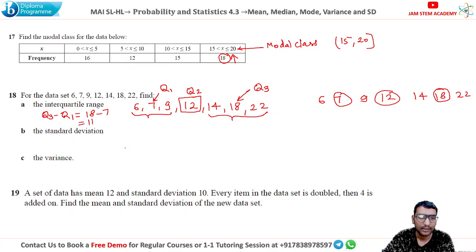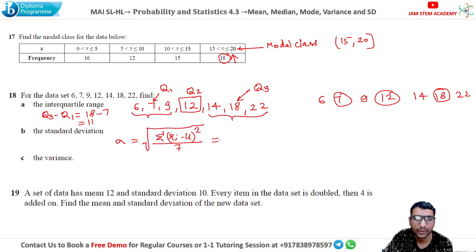Now, the next part: the standard deviation is given by the summation of xi minus mu, whole squared, divided by the total number of terms. How many terms are there by the way? 7 terms are there. You have to take the square root also. So you need to calculate the mean first. The data values are given to us, so we can find the mean of this data set.